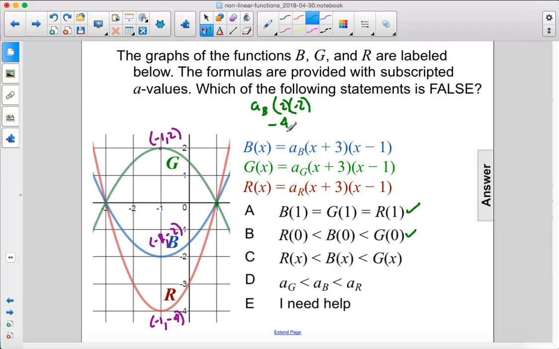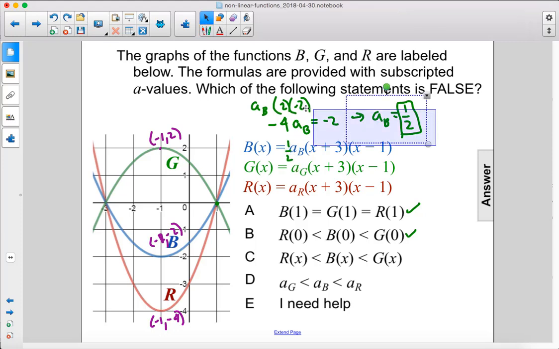So we have -4 a_b equals, and what is the y value? -2. So for a_b, we have a_b equals -2 over -4, which is +1/2. So we see that that is our value here, 1/2.